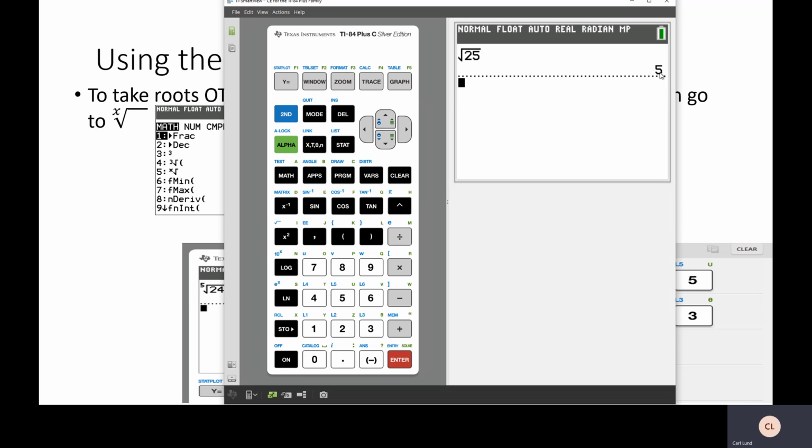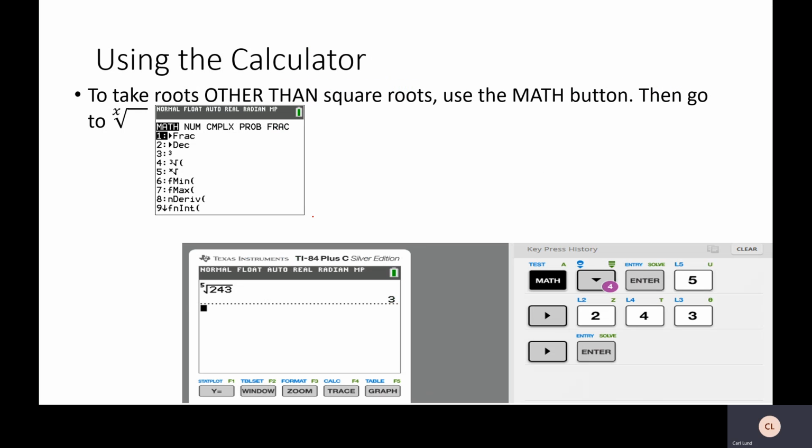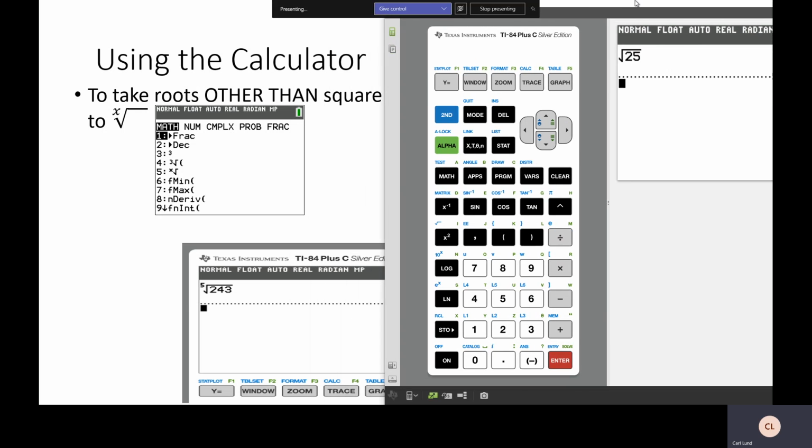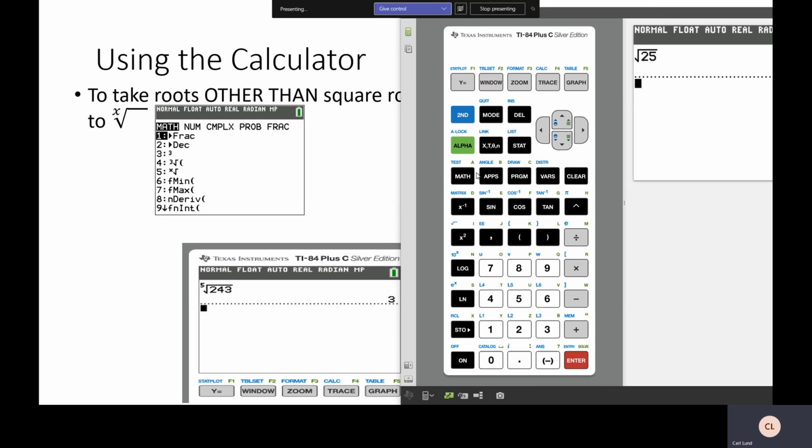But how do we find a third root of 25, or the 12th root of 25, or the 18th root of 25? In a case like that, we have to use the math menu. To get to the math menu, we start by pushing the math button, which doesn't show there actually. The math button is this button right here on the calculator, right above x to the negative 1, which is also called the inverse button. When we hit the math button, we go to the math menu.